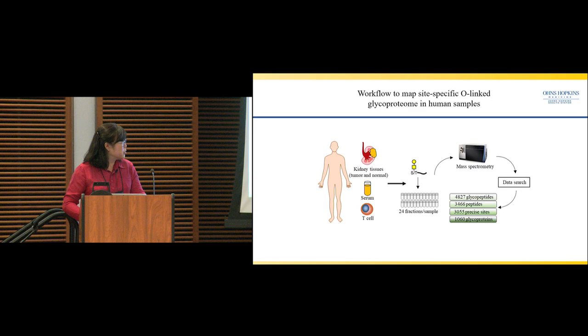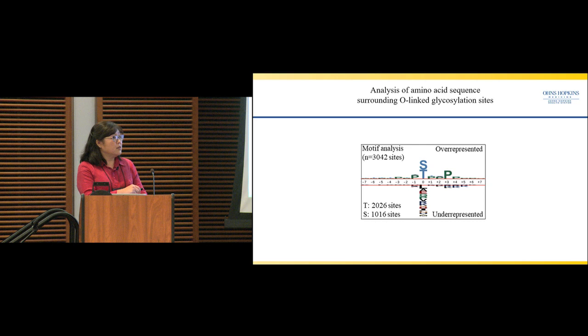From the identified sites, we can also investigate the consensus glycosylation motif. We all know N-linked glycosylation contains the NXT or NXS motif, where N is followed by any amino acid except proline, followed by serine or threonine. For O-linked glycosylation, so far fewer than 2,000 sites have been identified, so the consensus motif has not been well investigated. Using the large number of O-linked glycosylation sites we identified, we investigated it, showing that O-linked glycosylation sites are likely surrounded by proline, especially at the plus 3 position and the minus 1 position.